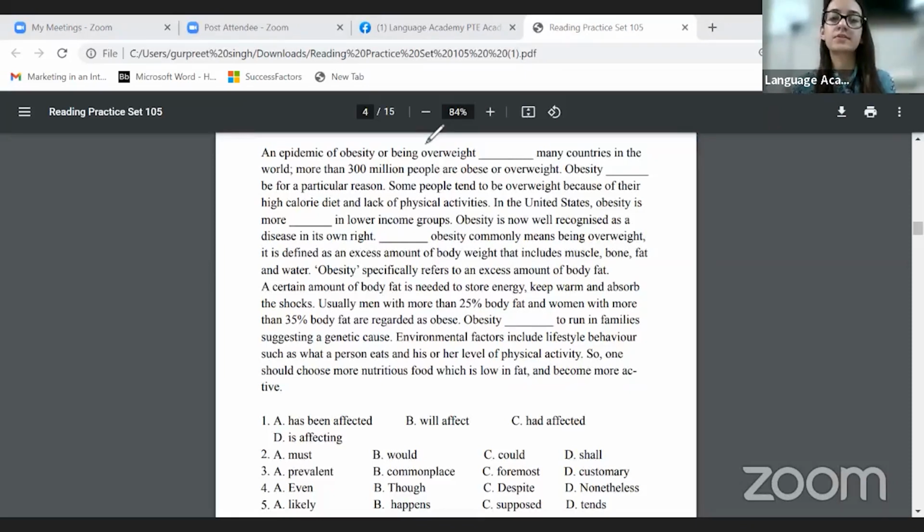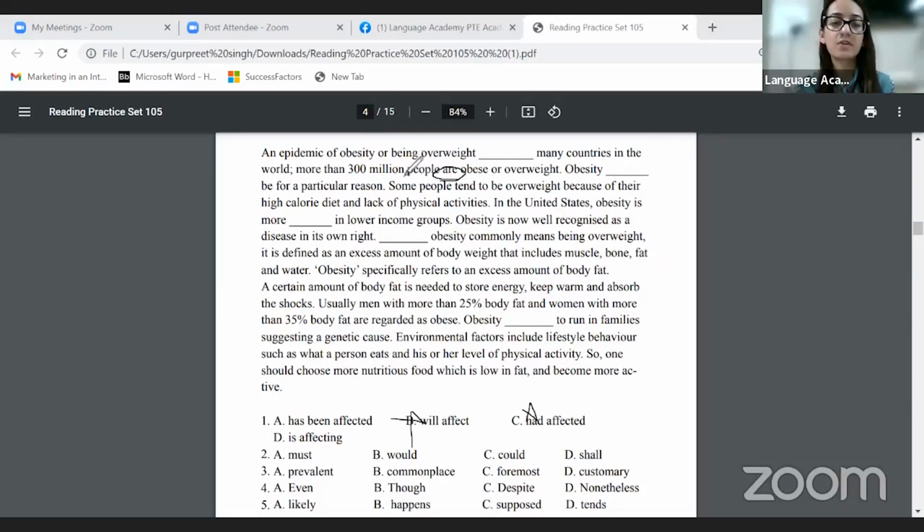Let's discuss the answers. An epidemic of obesity or being overweight dash many countries in the world. More than 300 people are obese or overweight. So what tense are we in? We are in present tense. So let's see, this is future, this is past.